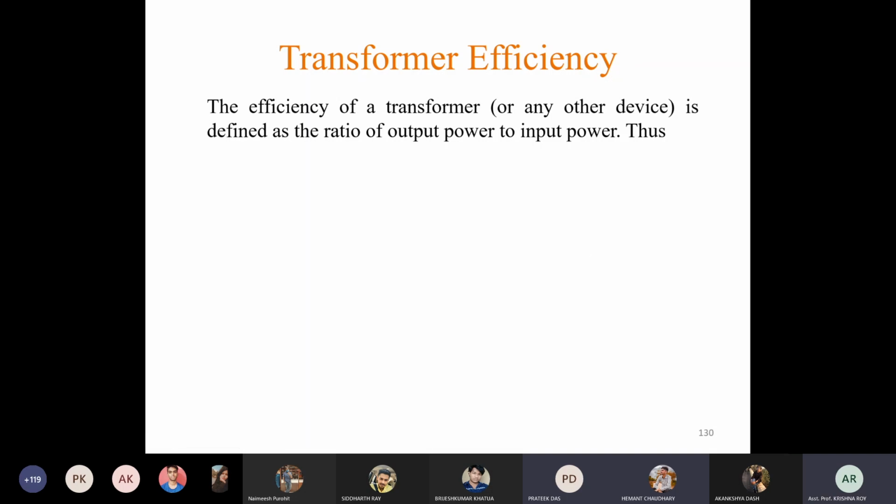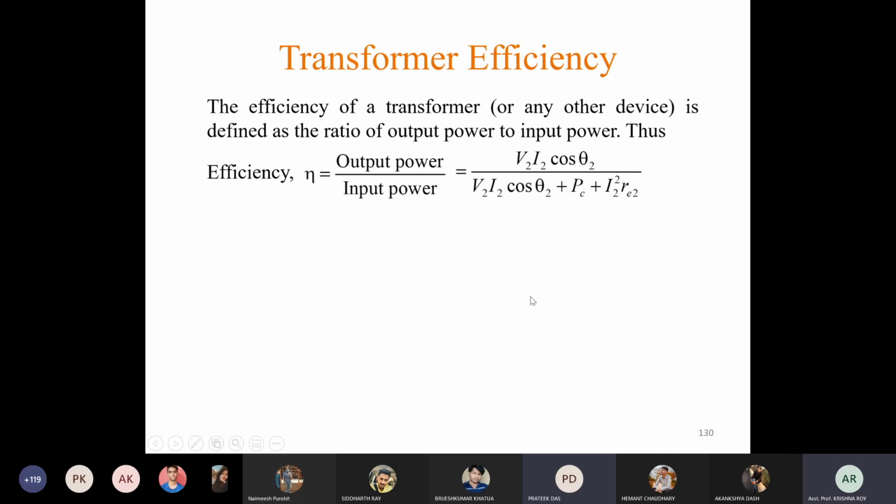The efficiency of a transformer or any other device is defined as the ratio of output power to input power. This is the normal definition for calculating efficiency, and here we are considering the efficiency of a transformer. So efficiency can be defined as output power by input power, which we can write.